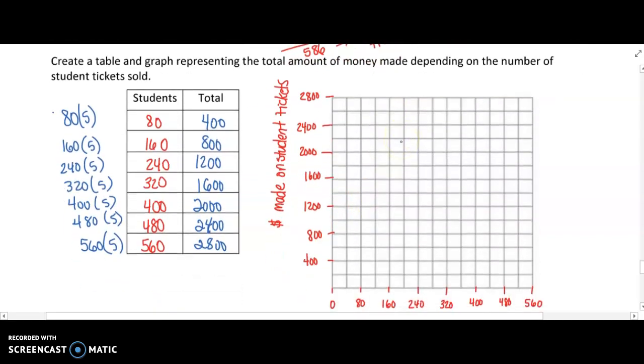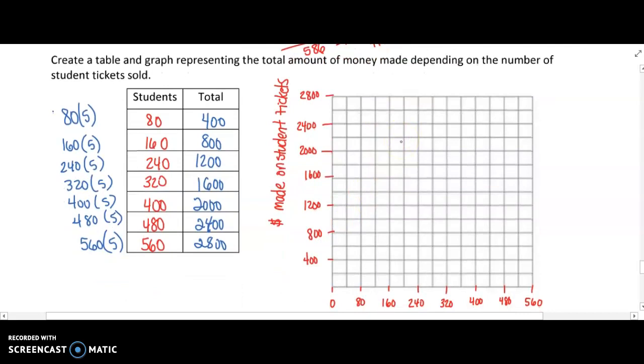Okay, so is that what you got for the totals? 400, 800, 1,200, 1,600, 2,000, 2,400, and 2,800. Okay. So what I want you to do is plot those. So I have 80 and 400. And then 160 and 800, 240 and 1,200. Okay, go back and do those real quick. Okay, does your graph look like mine?